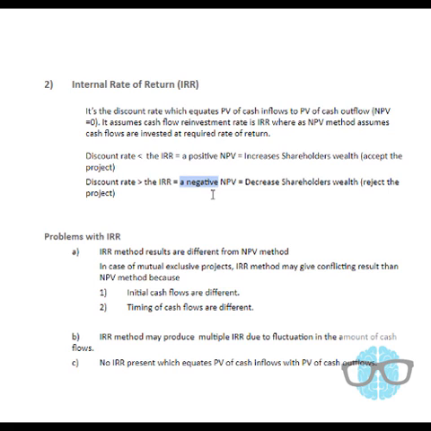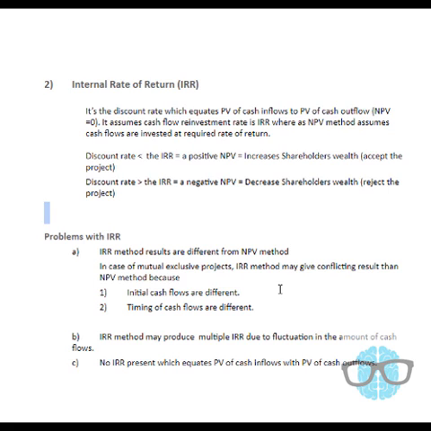There could be multiple problems with the IRR, because the IRR method can yield a different result than the NPV method. In case of mutually exclusive projects, the IRR method may give a conflicting result than NPV because the initial cash flows are different or the timing of cash flows may be different. And IRR may produce multiple IRRs.